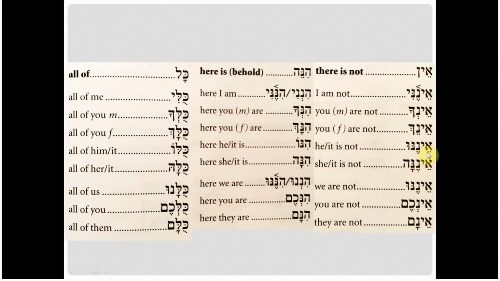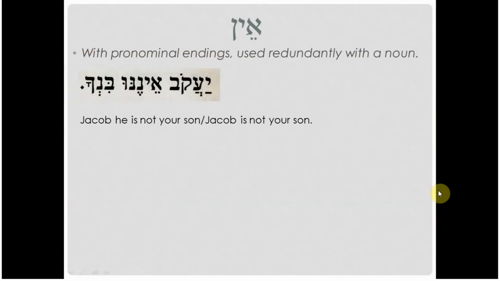For ein, the third masculine singular is einenu, and you'll notice, unfortunately, this is the same form as we, einenu, and so you're going to have to use context to actually determine which of the two pronouns it is. But in this case, Yaakov is he is not your son would be kind of the wooden way of doing it, or we could say Yaakov not is he your son, or the son of you. That would be kind of the wooden way to do it. But in short, Yaakov is not your son.